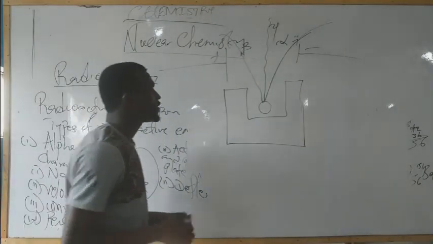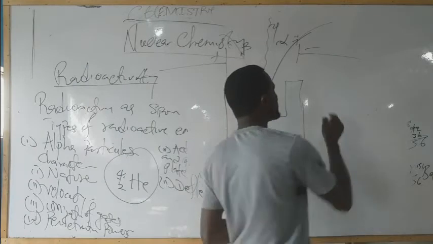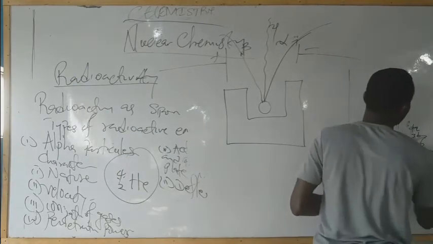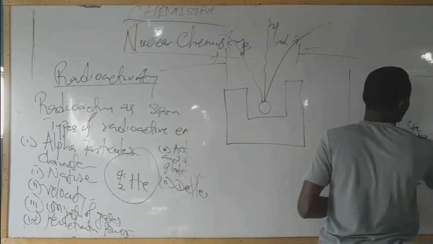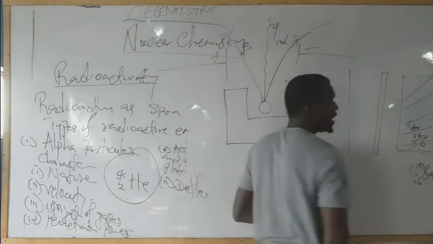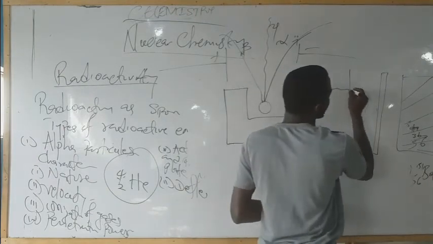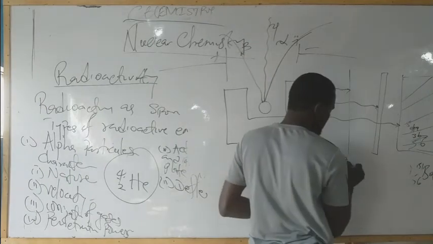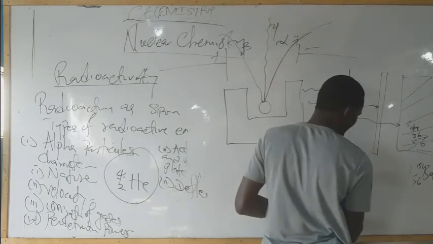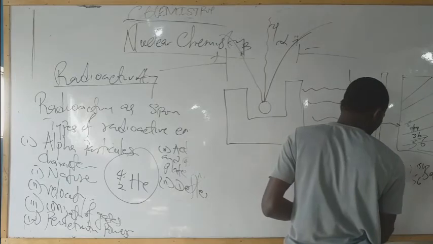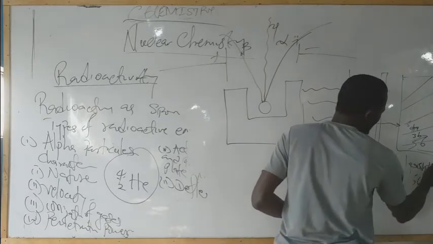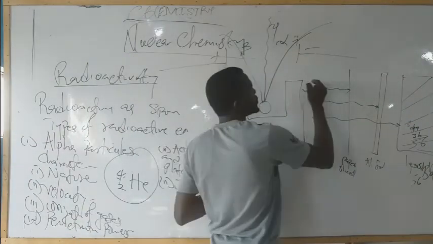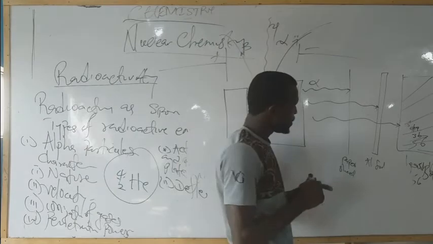Electrically neutral. Then the next thing is that if you look at the penetration power, this is paper, this is aluminum foil, then this is lead. Now this is the paper sheet, this is aluminum foil, this is the lead block. So you can see that the alpha particle could only be absorbed by the paper sheet.